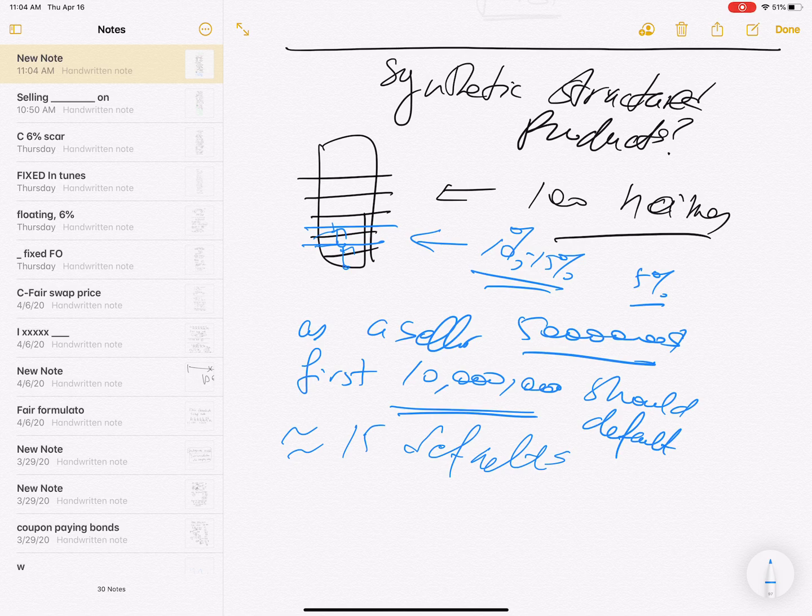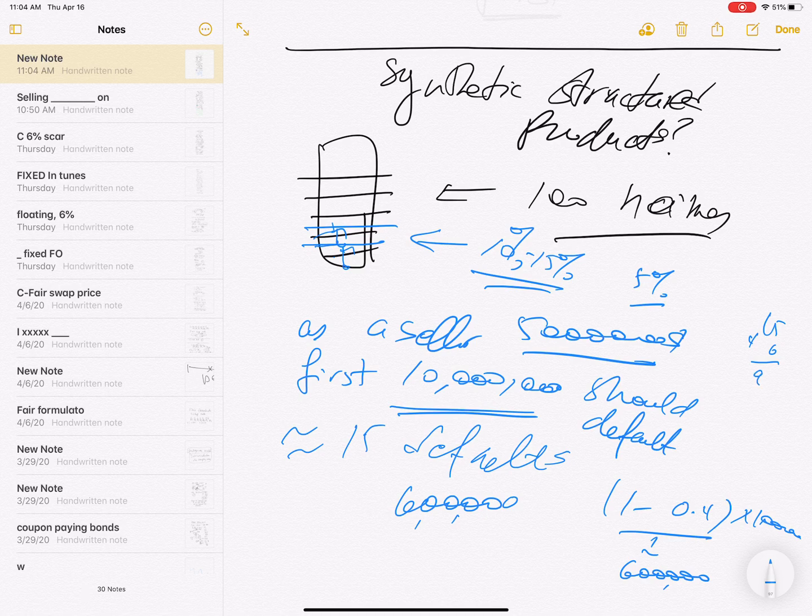How do you get this calculation? For the entire pool, you have the first 10 million, and you have $600,000 for each default, because it's 1 minus 0.4 times $1 million. If you multiply by 15, 15 multiplied by 6 is 90, give or take. So after 15 defaults, you have $9 million, and you need another million, so another 1.5 defaults, give or take. Then you become liable. So you become liable only after the first 10 million is wiped out.